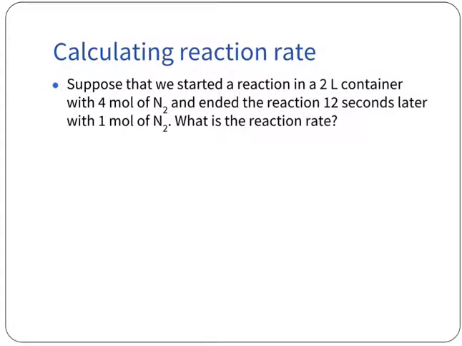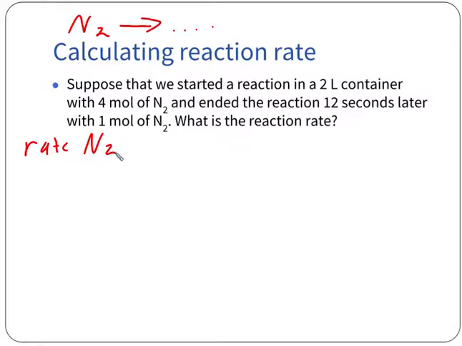Now, let's look at an example of how you might do this. Suppose that we started a reaction in a 2-liter container with 4 moles of N2. So N2 is going to be our reactant, okay? And into the reaction, 12 seconds later, with 1 mole of N2. What's the reaction rate? It doesn't tell us if we're reacting N2 with anything or what it's going to turn out as. It doesn't really make a difference in terms of solving this. All we know is that we're trying to find the reaction rate of N2, okay? And so we want to figure out the rate of N2, of nitrogen gas.